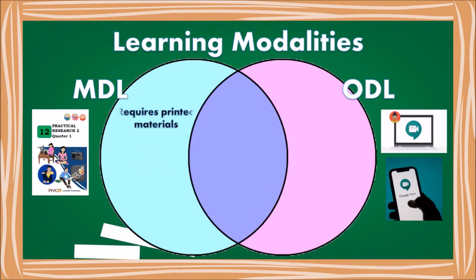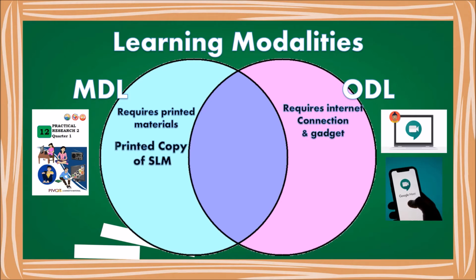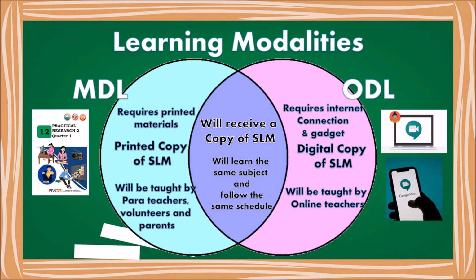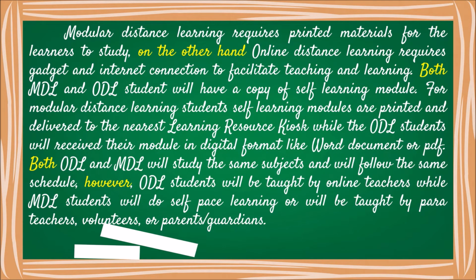Another example is the learning modality. We have different learning modalities as of now, like MDL and ODL. Study the Venn diagram. If this Venn diagram will be turned into text, it goes like this.